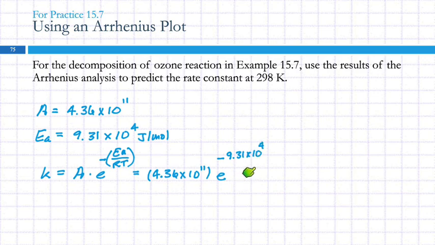The gas constant has units of joules, and so I want to use this in joules and not kilojoules. That's a common problem. Joules per mole, Kelvin, and that's going to be divided by R, 8.314. Sorry, those are the units of the rate constant. And the temperature is 298 K.